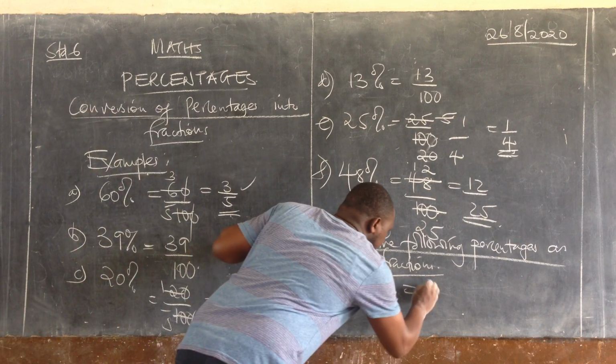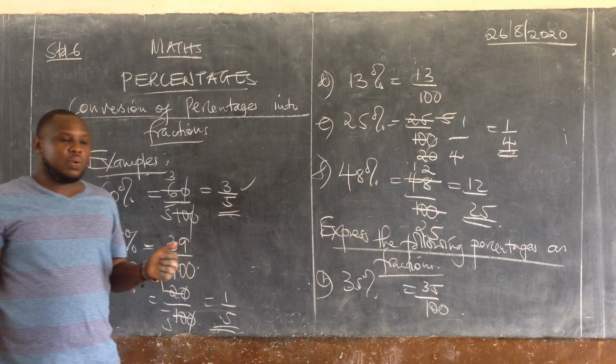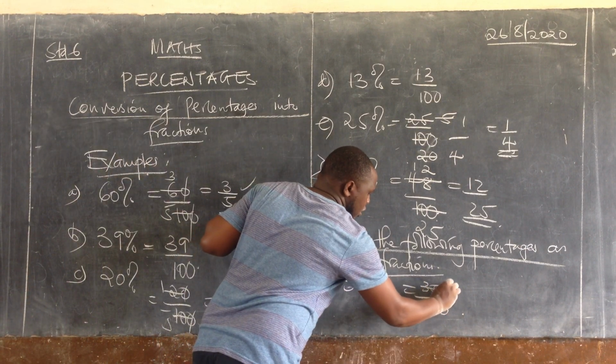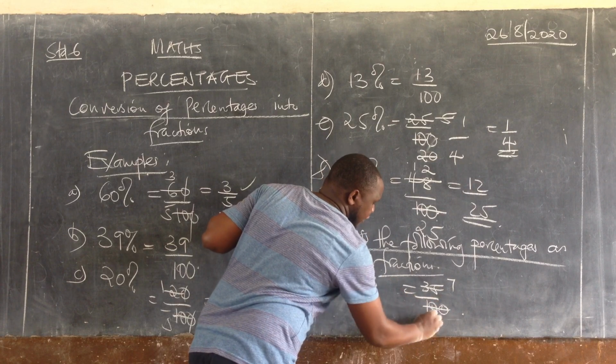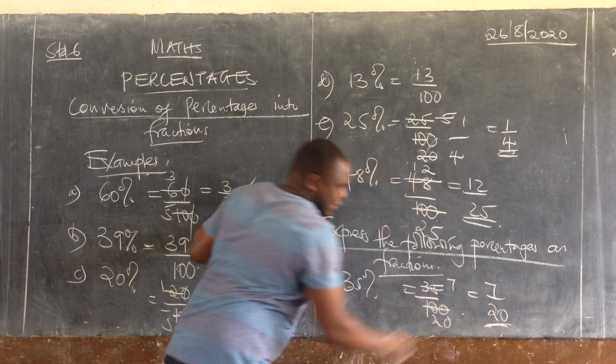So you need to say 5 out of 100. From there, you will check whether we have a common divisor. Divide by 5: 5 divided by 5 gives 1, and 100 divided by 5 gives 20. And so your answer is going to be 1 out of 20.